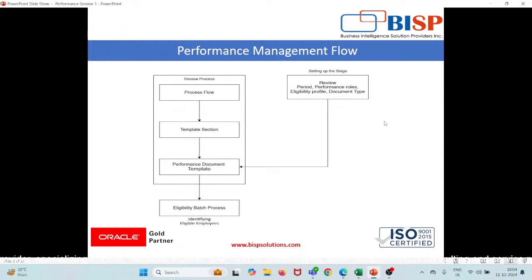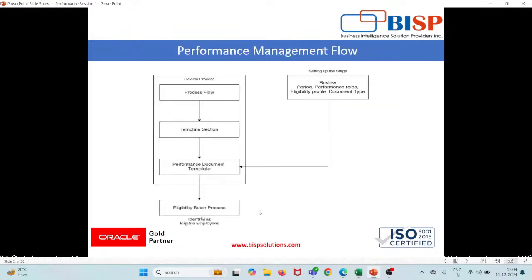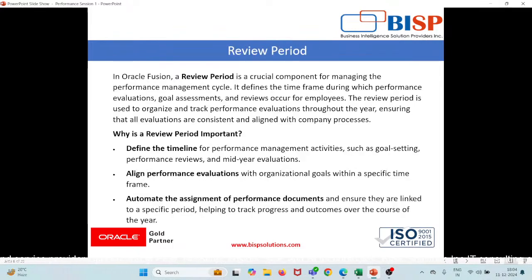We saw the performance management flow, in which we saw how review period, performance role, eligibility profile, and document type are related. Then we covered the review process, in which there is the process flow, template section, and performance document template. Till now we have covered all these things. In today's session we are going to see the eligibility batch process, what it is. So we saw our problem statement and solution.